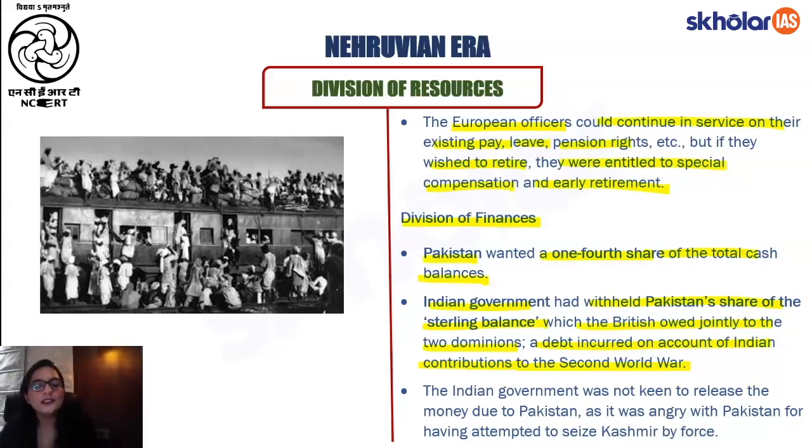Now, what was the reason? So basically, the Indian government was not keen to release the money due to Pakistan, as it was angry with Pakistan for having attempted to seize Kashmir by force. यानी कि इंडिया ये स्टर्लिंग बैलेंस को इसलिए क्लियर नहीं कर रही थी क्योंकि पाकिस्तान बाय फोर्स कश्मीर को सीज करने की कोशिश कर रहा था.